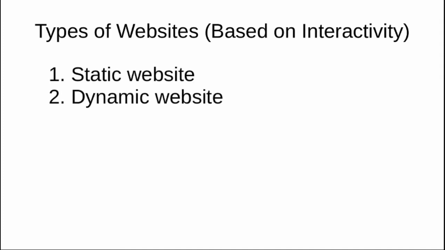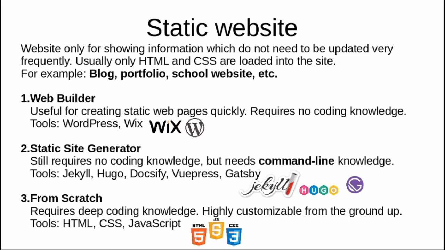There are two types, which is static and dynamic website. So static website is really easy to make. It's a website only for showing information which don't need to change very quickly. It's usually only coded in HTML and CSS, such as blog, portfolio, and school website.